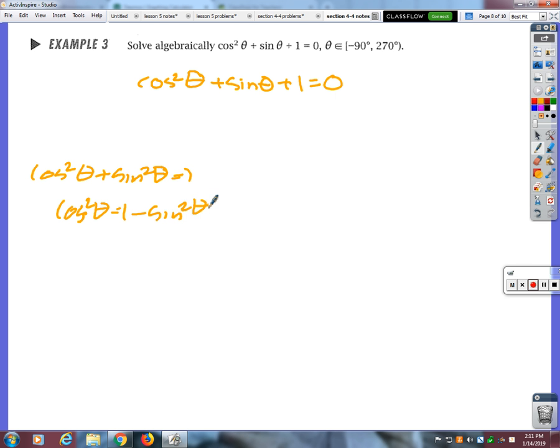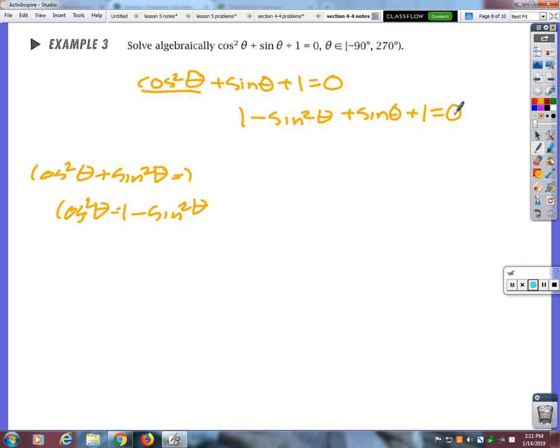Okay, does that make sense? You guys see where she got that? Okay, so I'm going to rewrite this, but instead of writing cosine squared, I'm going to write 1 minus sine squared. And then plus sine plus 1 still equals 0. How do you guys feel about that? You feel okay about that? Alright, then I'm going to combine my like terms.